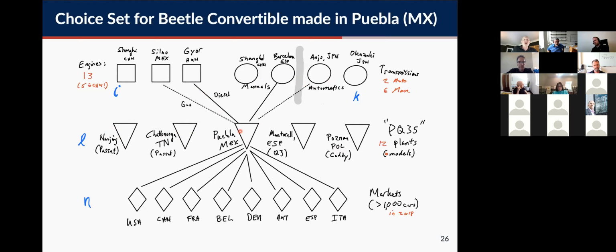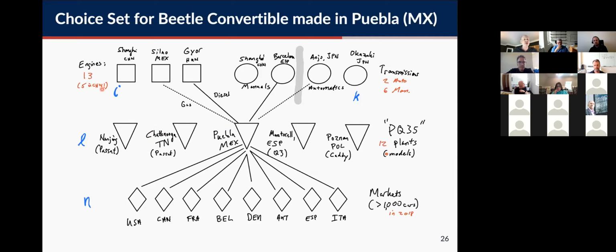You can source it from any plant that is sending automatic transmissions to a platform that is shared by this Beetle, right? So any car that is using the same platform, whether it's a Passat, the Q3, the Caddy, and in some years the Golf and the Jetta, have also used that same platform. If I see any of those buying an automatic transmission for that platform from a particular plant, I'm going to assume that Volkswagen could source its automatic transmissions from that plant, right? And the same thing we're going to assume for engines.